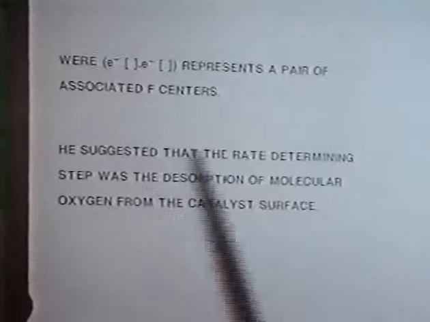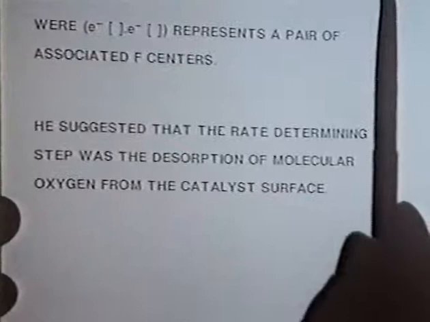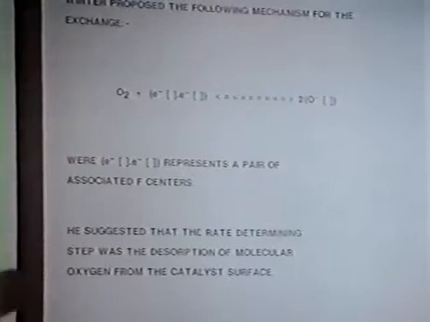And he suggested that the rate determining step was the desorption of molecular oxygen from the catalyst surface. And what this really is, it's just a nice convenient way of forming the O- ion in the catalytic system and thereby establishing a catalytic cycle. And I'll come back to this question again a little later on.